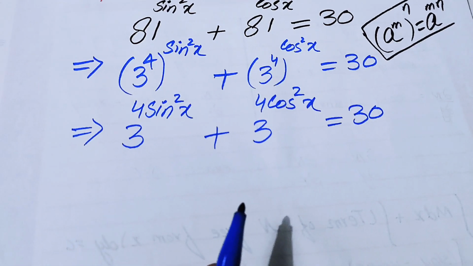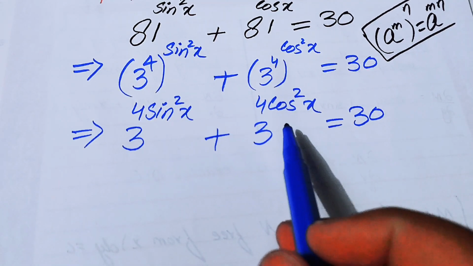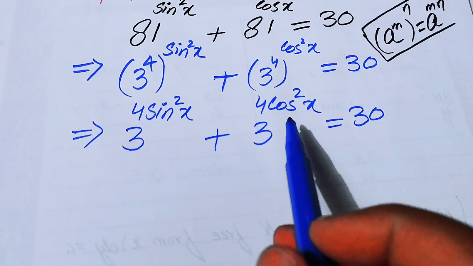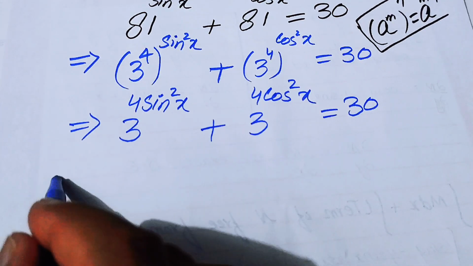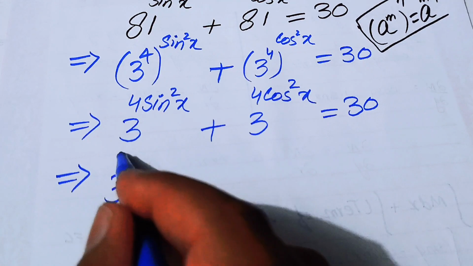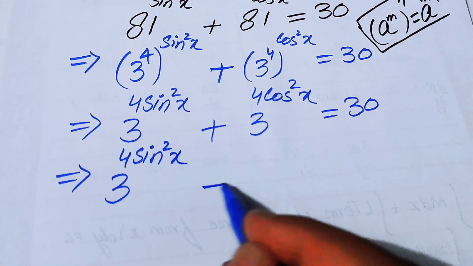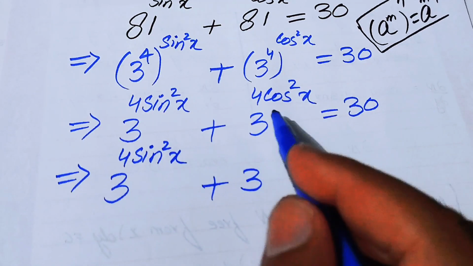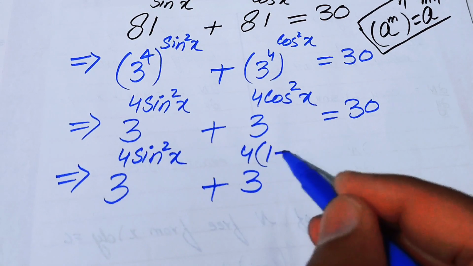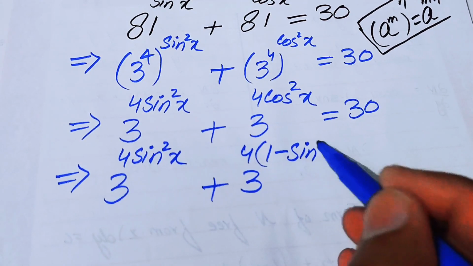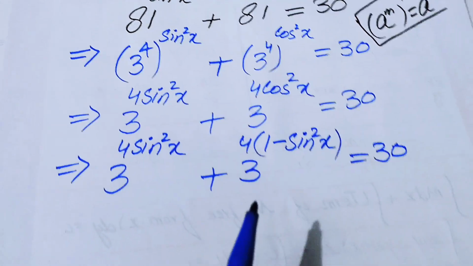In the next step we will convert this cos square into the sine square form, because you know that cos square is equal to 1 minus sine square, so this will become 3 to the power of 4 sine square x plus 3 to the power of 4 times cos square x, which is 1 minus sine square x, is equal to 30.